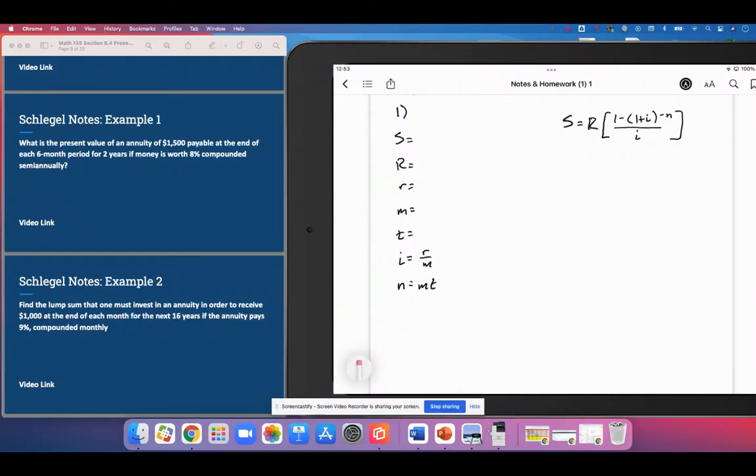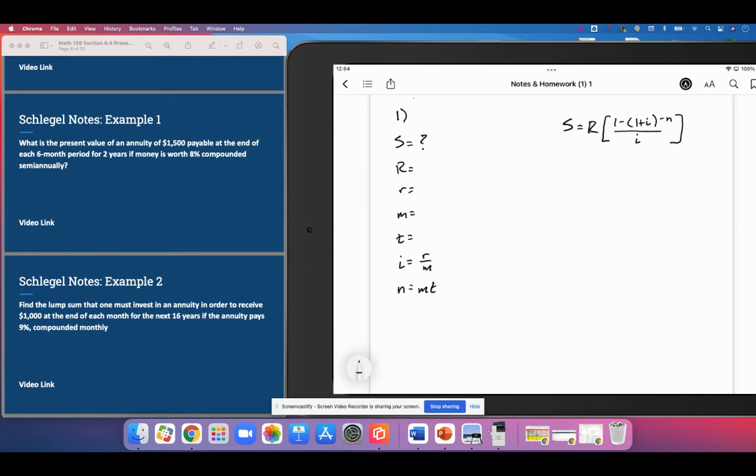So for example, one here, we're going to start off with something that's not really buried in context and just sort of has all the numbers there. We'll get into much more valuable real world problems after we get a little bit of practice with just doing the numbers first. So what is the present value? We are looking for the present value, which is our S.